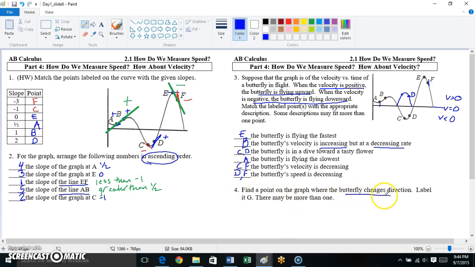All right, where does the butterfly change direction? That means it's changing from going up to going down, or from down to going up. Well, here we're flying upward, and then at this point, the butterfly flies downward. So that would be a location that we could label G. Here the butterfly is flying down, but then switches and changes direction to fly up. So that could also be G.